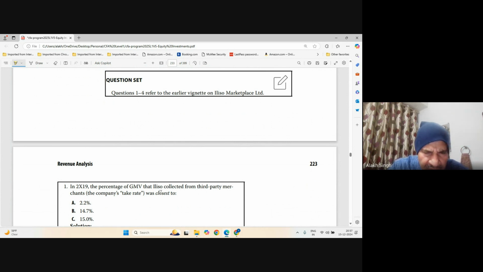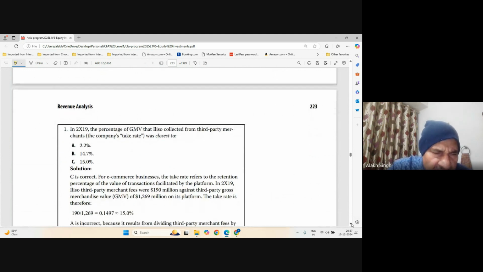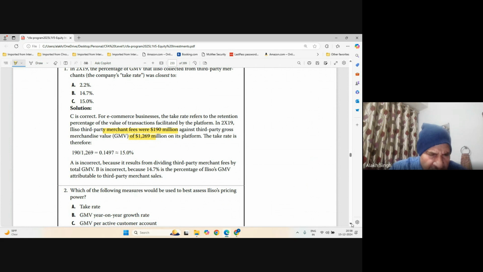The percentage of GMV that you collected from the third party is the revenue collected from the third party divided by the total GMV. That will be the formula, and if you know that, then that's it. It is nothing new here. Let's see what it has done. The merchant fees were 190 million against third party gross merchandise value, the total value. So 190 by 1269. There is nothing to learn.